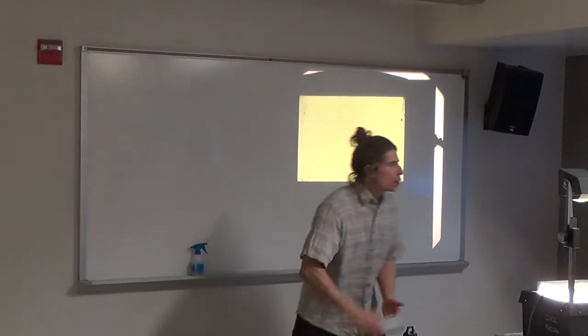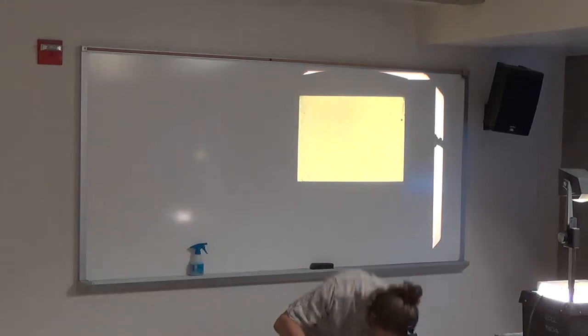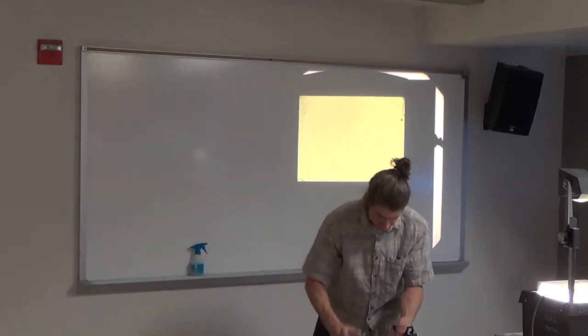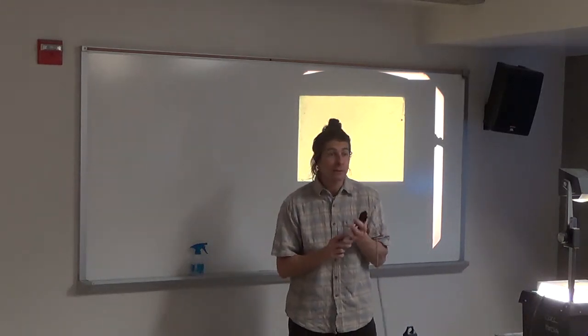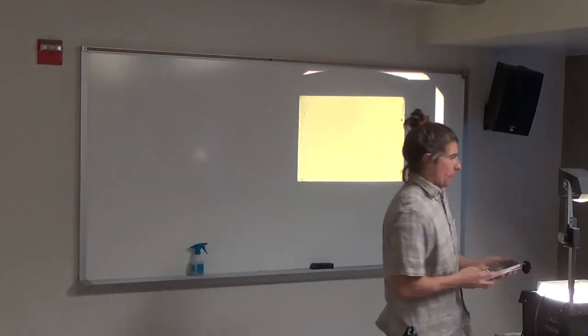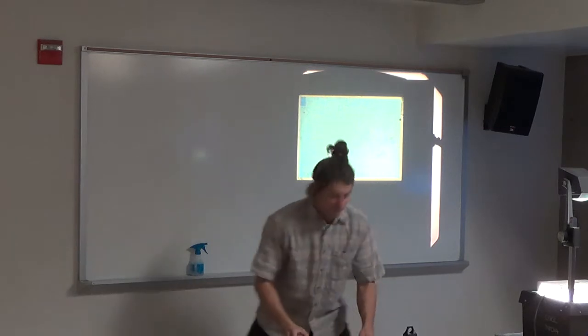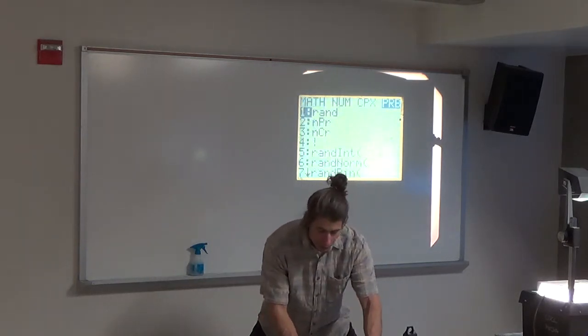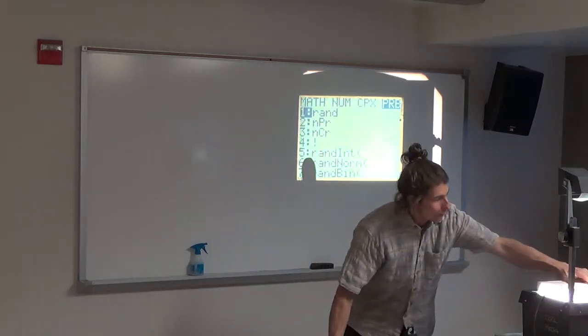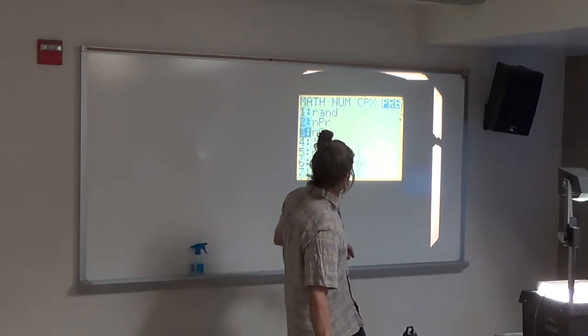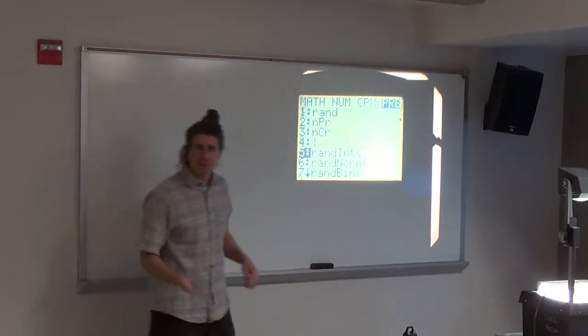Okay, once you're there, go to the PRB menu. You have to arrow over to it. That's your probability menu. It's kind of a fun one. All right, we'll play with that data later. Okay, so math PRB. What I want you to do is grab the command called randint. Number 5 on mine.